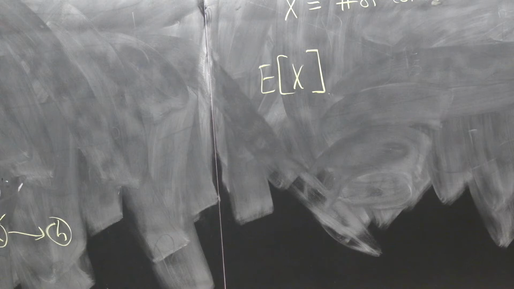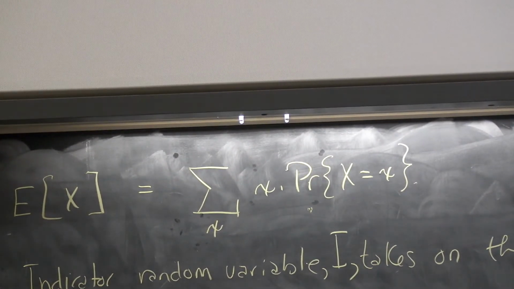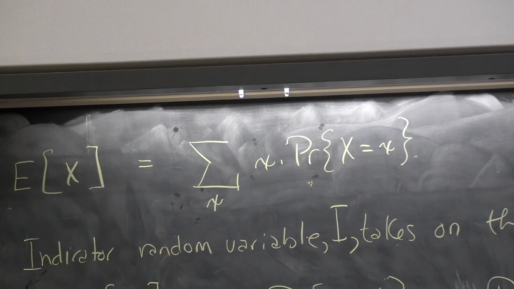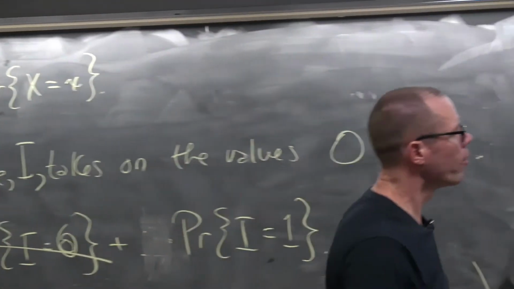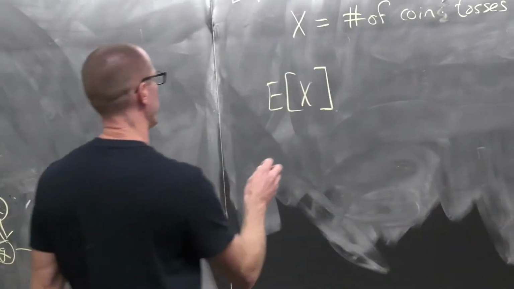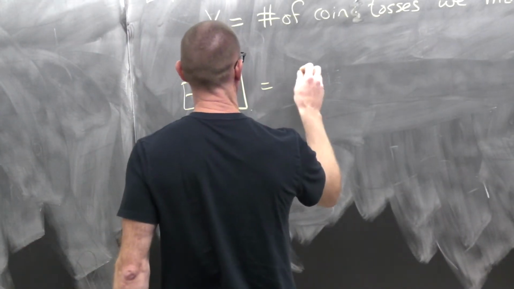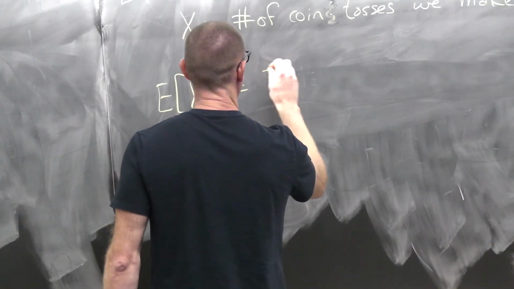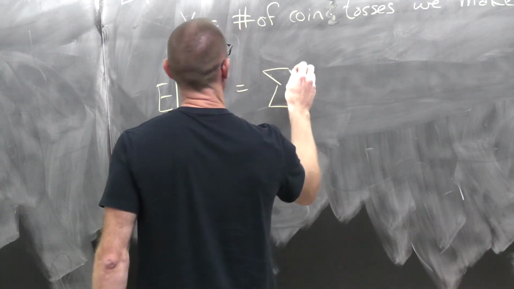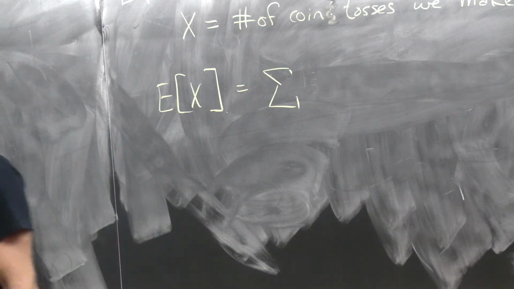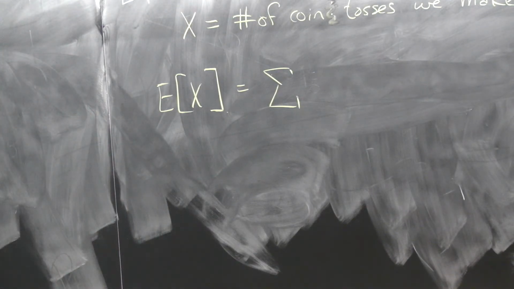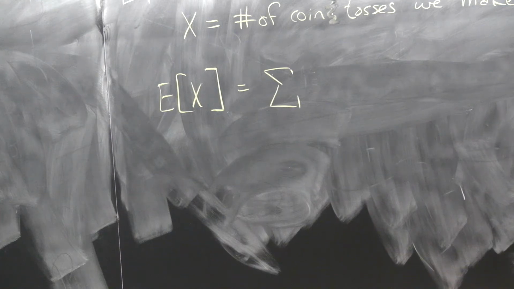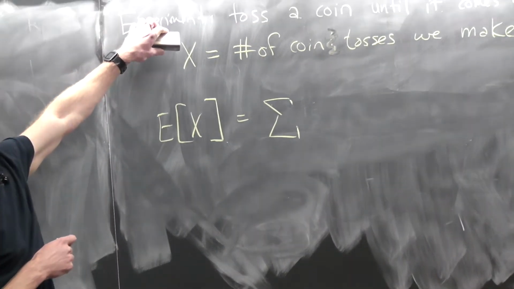Now, I can apply this formula here and sum up over all the values. So we can write down that formula, but I won't do it. We'll see a different way to do it shortly. To get that, I have to sum up over all the possible values that this variable could take on. So what are the possible values for this number of coin tosses?